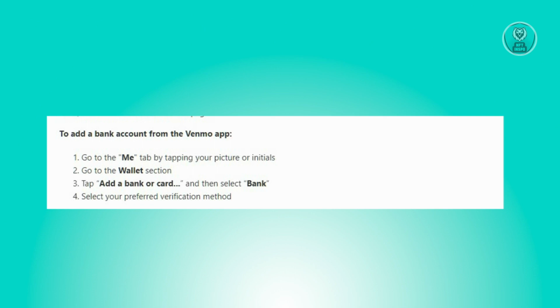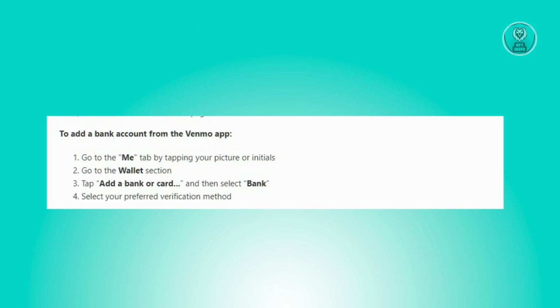Now, to get started, the first thing that you want to do here is you want to open up your Venmo application. Now, from the main menu of Venmo, you want to look for the Me tab by clicking on the picture or your initials in the main home screen. So you'll see initials if you haven't added your picture, or your picture itself, you need to click on that. Now, once you click on the pictures or initials and the Me tab, the next thing you want to do is you want to look for the wallet section and just click on it.